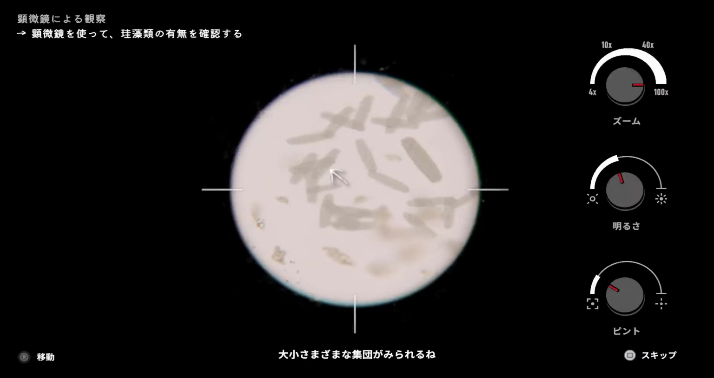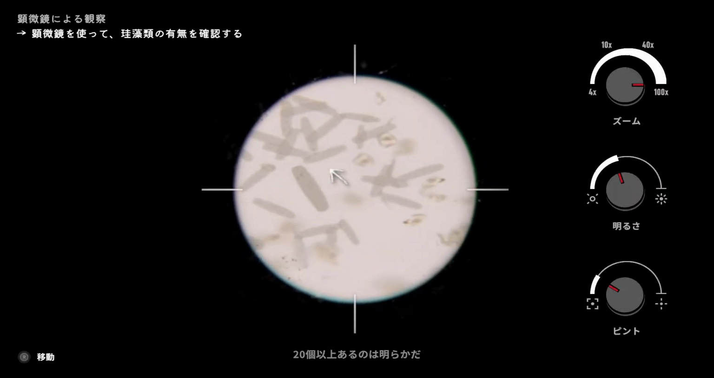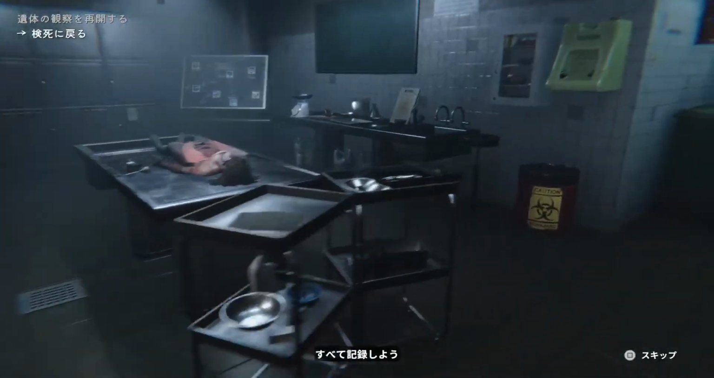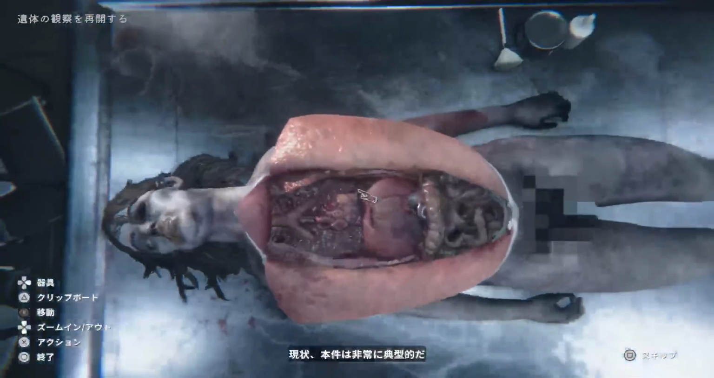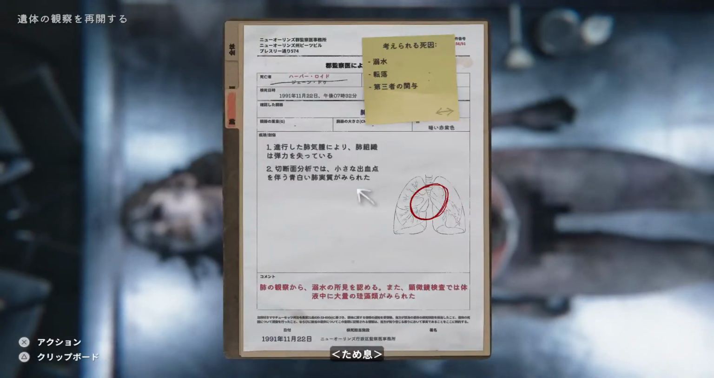There are smaller and larger clusters of them. There will definitely be more than 20 of them. I'll make a note of all this. So far, this case looks pretty standard. It's clear from the beginning that it's drowning. Well, the procedure requires me to check everything anyway.